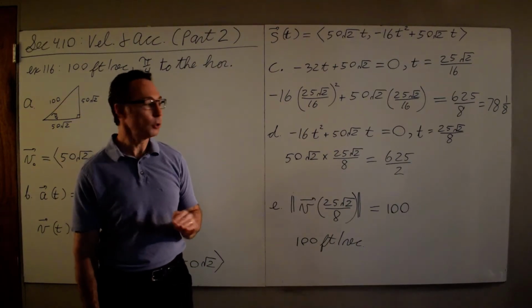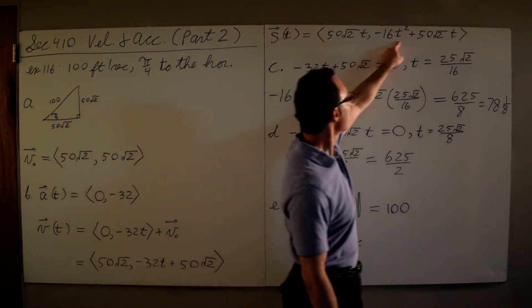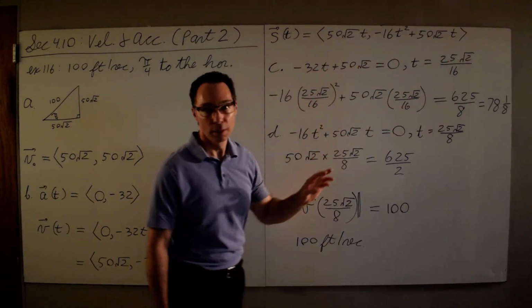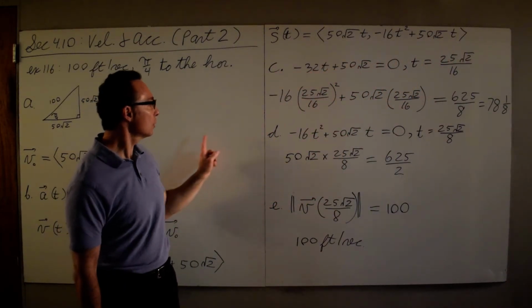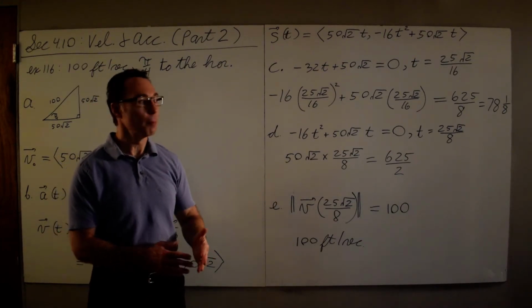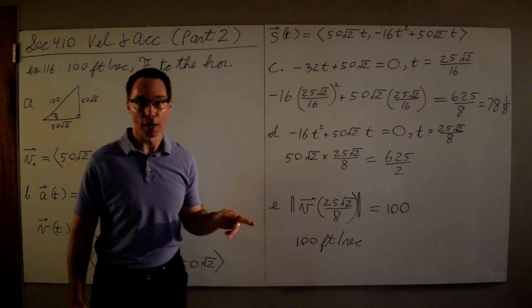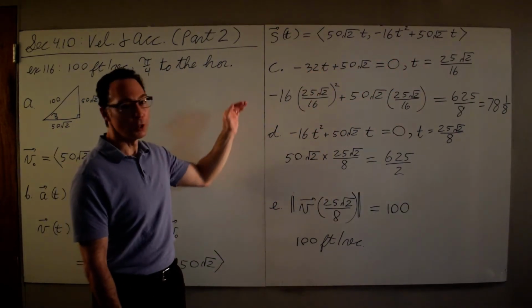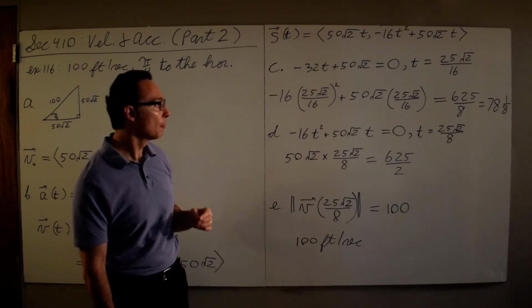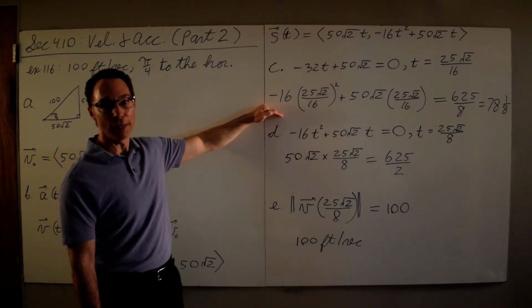The second approach, which I didn't put on the board, is this. Your height function is a quadratic. It has a negative first coefficient. It's a quadratic that opens downward, so find the vertex. The maximum value of this quadratic occurs at the vertex. That's another approach to this. Either way, our maximum height is 78 1/8 feet.